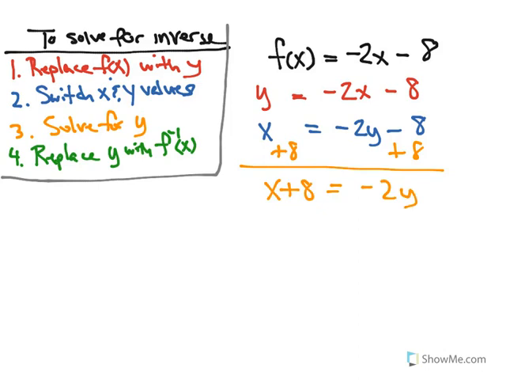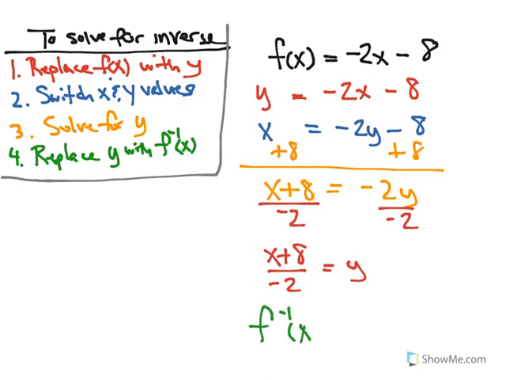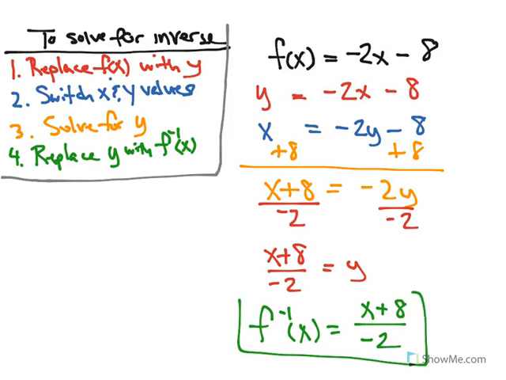And then my final step, I would divide both sides by negative 2. But notice I have to divide the whole thing by negative 2. And I end up with x plus 8 divided by negative 2 equals y. And step 4 is replace y with inverse notation. So my final answer would be f to the negative 1 of x equals x plus 8 divided by negative 2. And that's how you find the inverse.